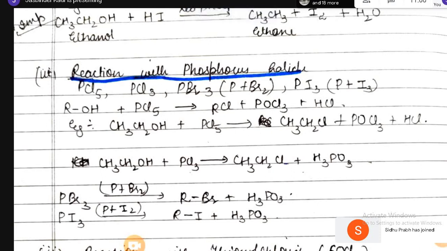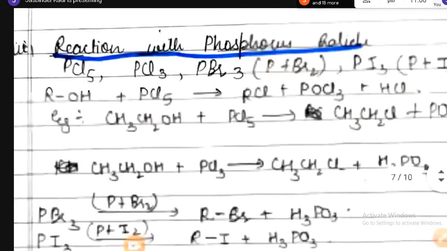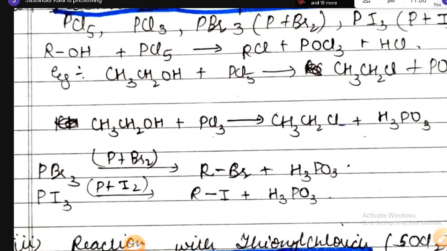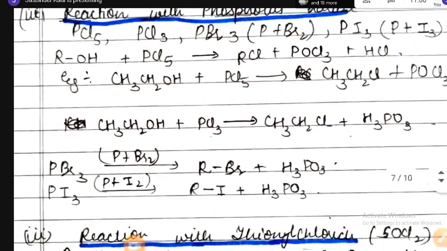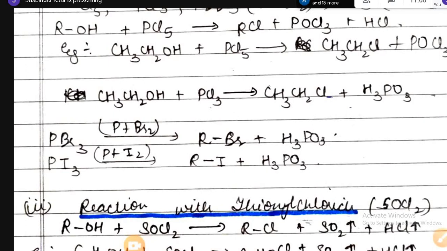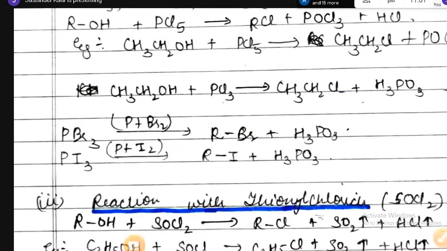Again, OH of alcohol is replaced with halogen. If it is PCl5, then we get alkyl halide plus POCl3 plus HCl. POCl3 is phosphorus oxychloride. And if it is treated with PCl3, then we get H3PO3, phosphorus acid. And if we treat alcohol with PBr3 or PI3, then bromoalkane and iodoalkanes are formed and phosphorus acid is formed as a side product.